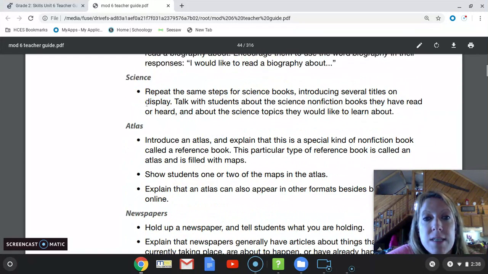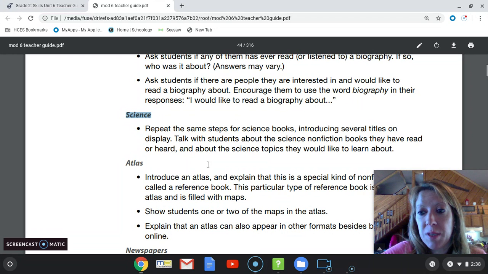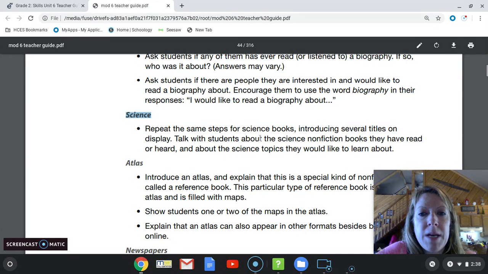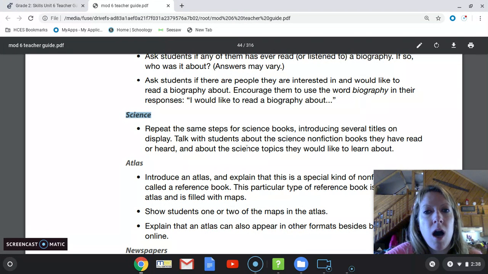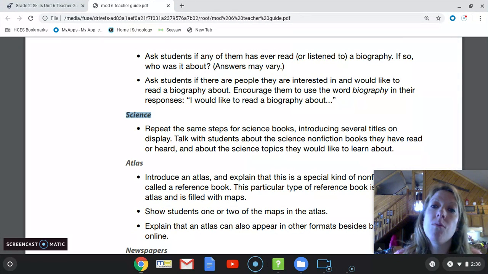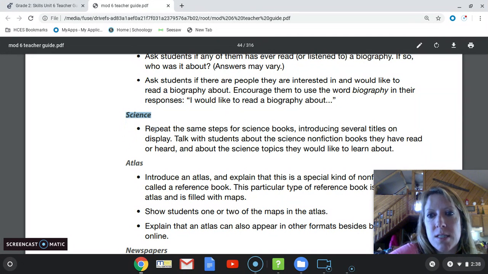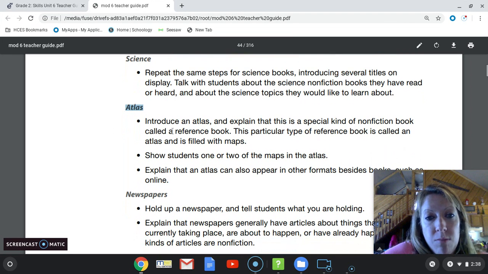Then we have science books. Another book that when you get into third and fourth grade, you will be given science books. And science books are nonfiction books that will talk about science topics like the life cycles of plants and animals, about the weather, things like that. So again, right now we're learning science through our listening and learning read alouds. When you get into third and fourth grade, you'll learn about science with your own science book, and that is nonfiction.